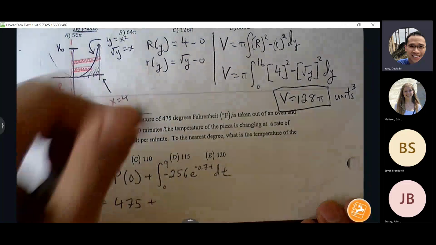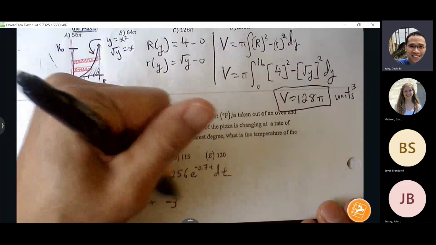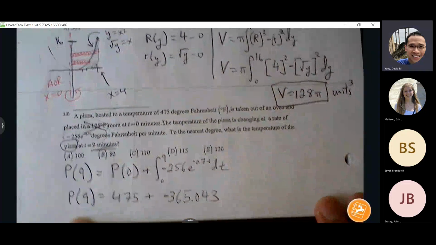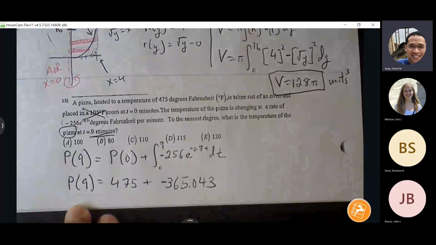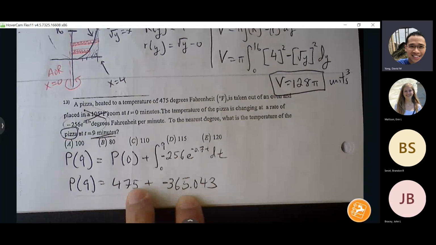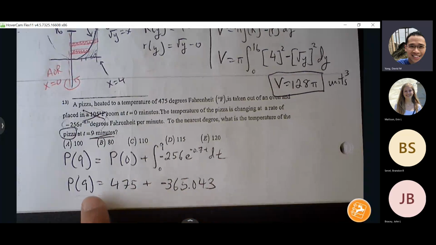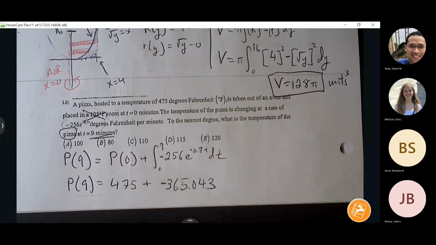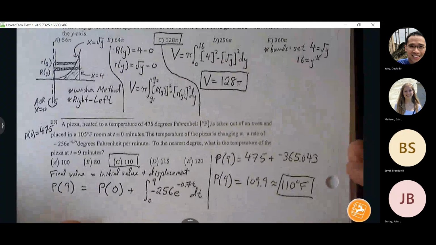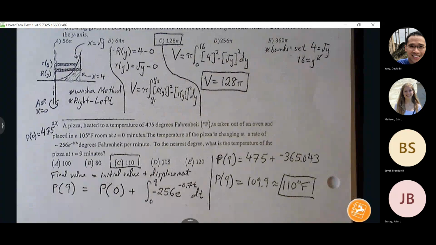Okay, this in the calculator will give us -365. So we know that this pizza is going to drop 365 degrees over the course of that 9-minute period. And then after 9 minutes, we can figure out what the temperature of that pizza is. 110 degrees.